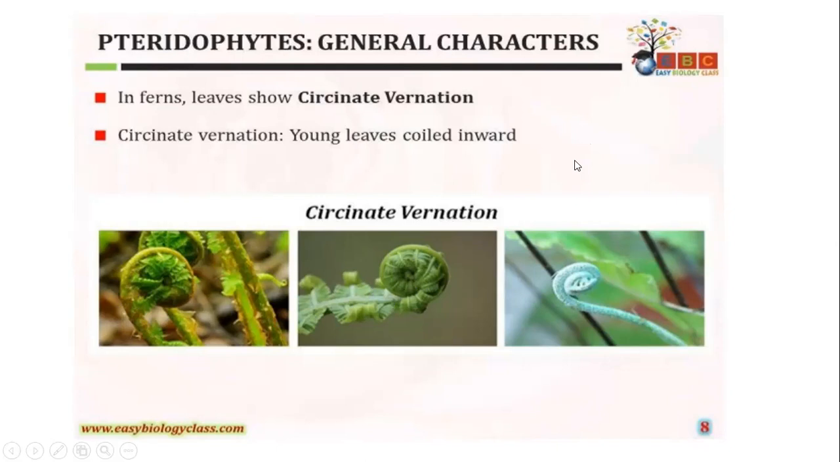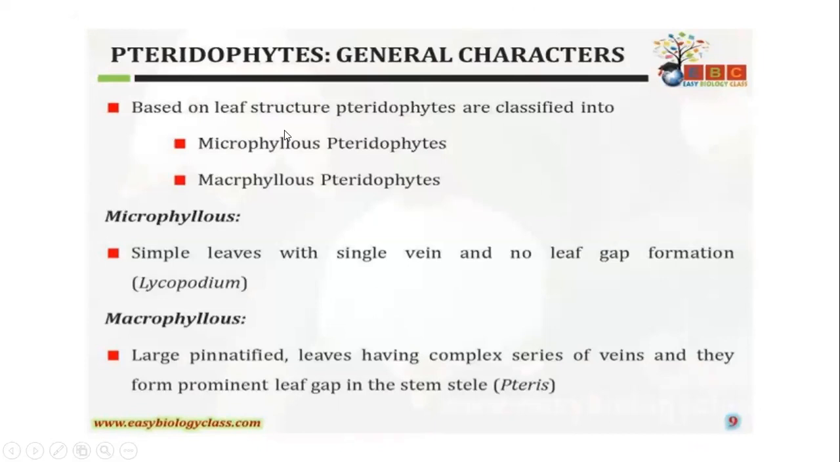Next important point. Depending upon the leaf structure, the pteridophytes are classified as microphyllous pteridophytes and macrophyllous pteridophytes. Phyllous is the term related to leaf. Micro means small. So if some of the pteridophytes have small and simple leaves, those pteridophyte groups are called microphyllous pteridophytes. That is why I said leaf shows a very peculiar character in pteridophytes.